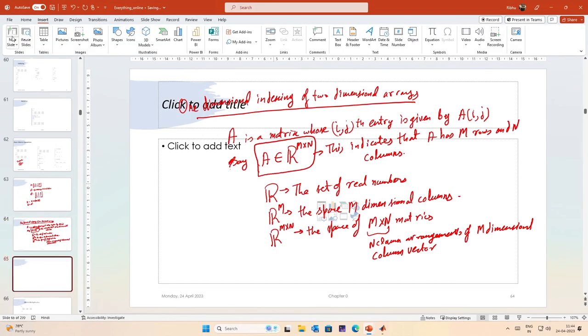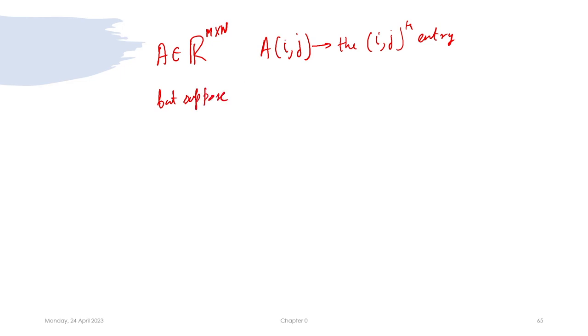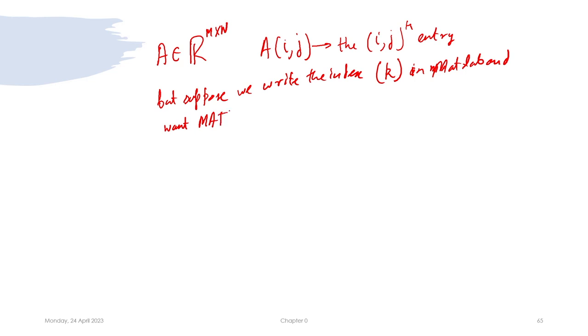Now A, and we want to have it represented at the ijth entry. But suppose we write the index k in MATLAB and want MATLAB to return a_k. So, suppose we want MATLAB to return a_k.